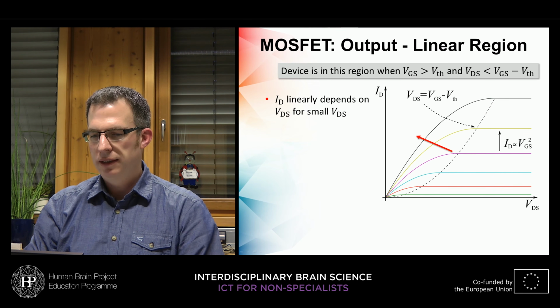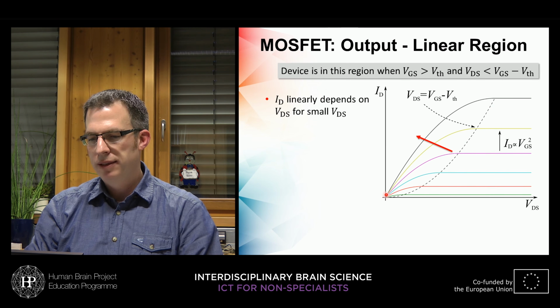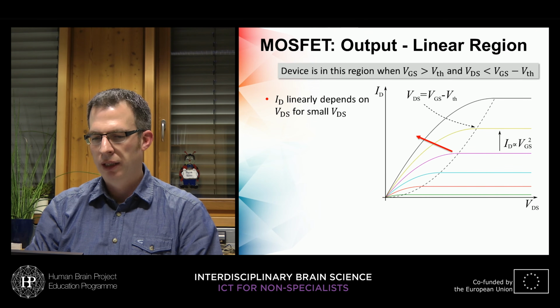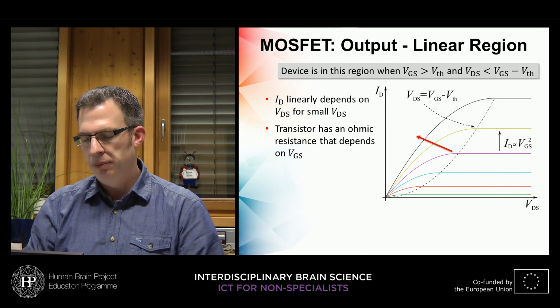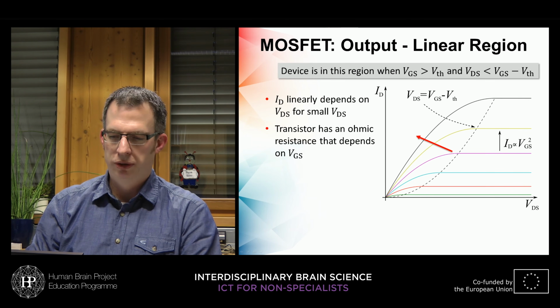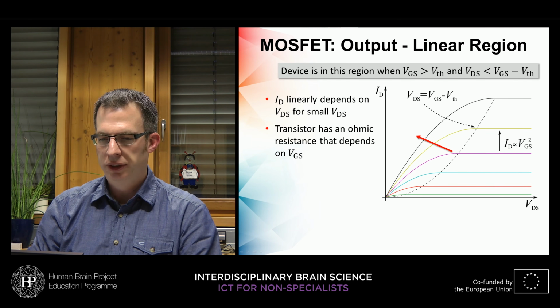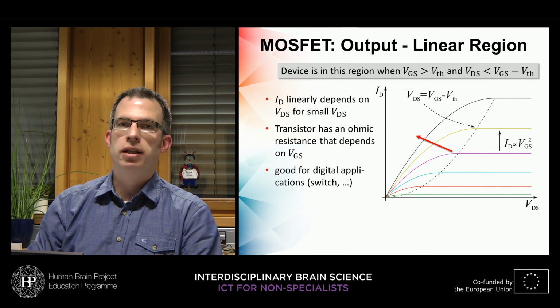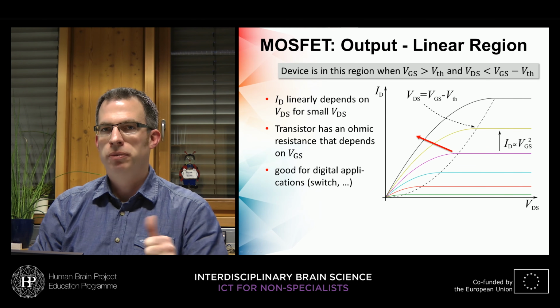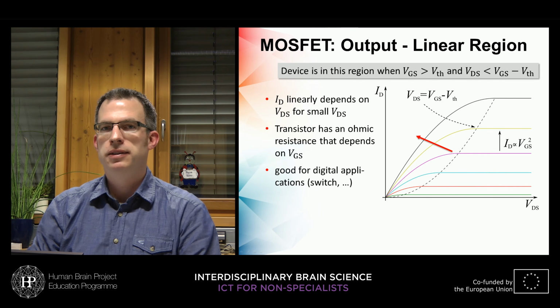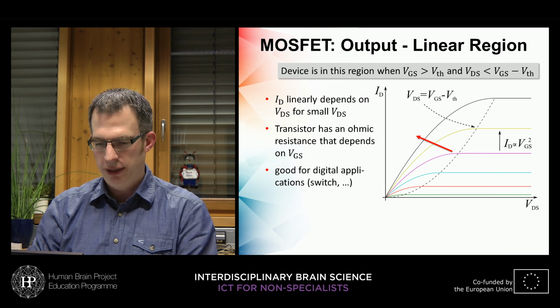And what you see is that ID linearly depends on the drain to source voltage for small VDS. And that means that the transistor has a sort of ohmic, resistor-like behavior in this region. And this is good for digital applications. So if you just want to turn on or off a signal, we just need to have a resistor that is either low or high. And that can be done in this linear region.